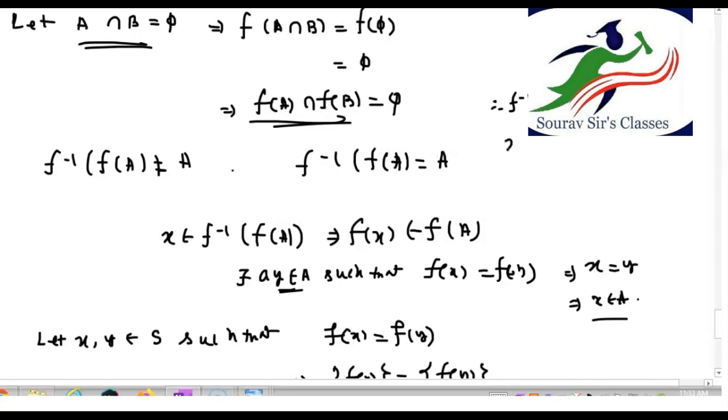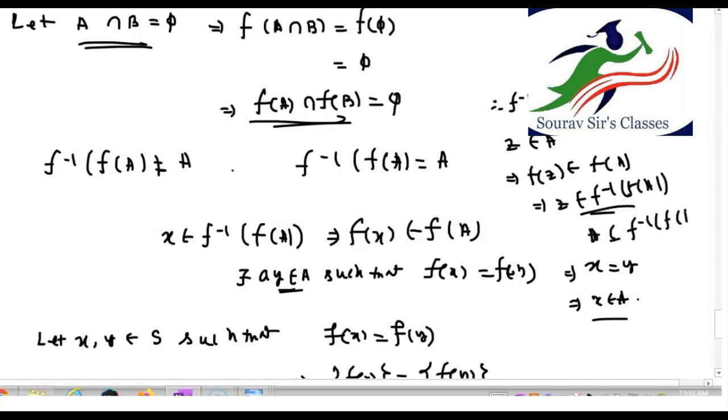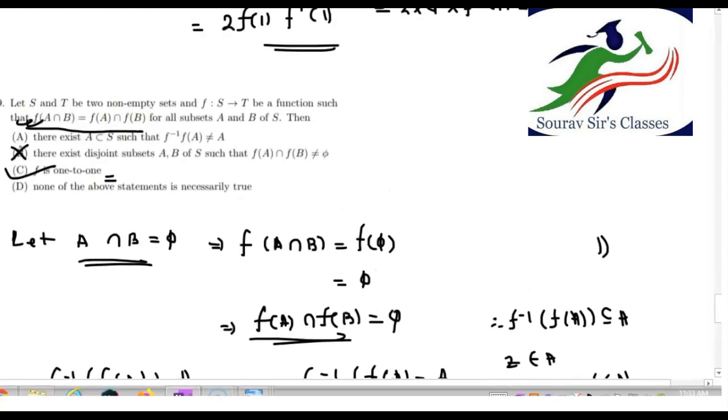Now let me check a point z belongs to A. If z belongs to A, it will imply f of z belongs to f of A. It will imply z belongs to f inverse of f of A. Now I took z from A. I have shown that z belongs to this set, so A is a subset of f inverse of f of A, and hence these two sets are equal. So option A is not correct.